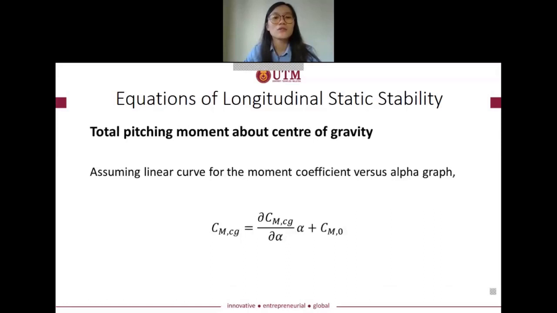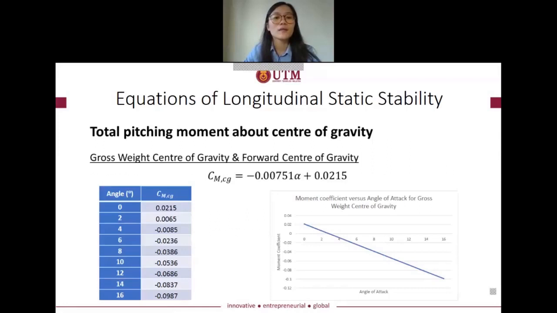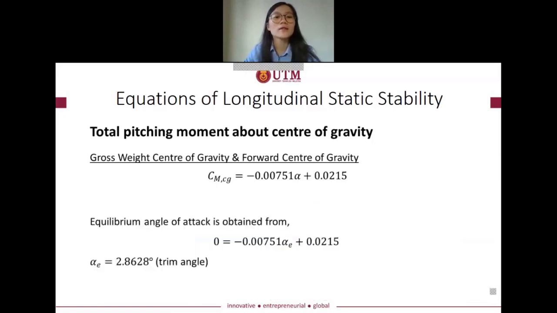Next, let's look into the total pitching moment about the center of gravity. Assuming a linear curve for the moment coefficient versus alpha graph, the equation is shown as follows. Since the gross CG and forward CG are the same, the total pitching moment is calculated as follows. The figure shows that the design aircraft is stable as the slope obtained is the same as the theoretical slope. From the equation, the trim angle is obtained at 2.862 degrees, which means that the aircraft has to pitch 2.862 degrees if it wants to maintain its altitude.